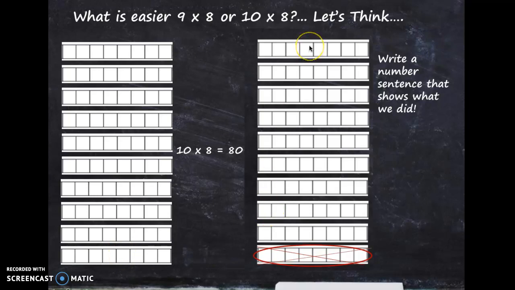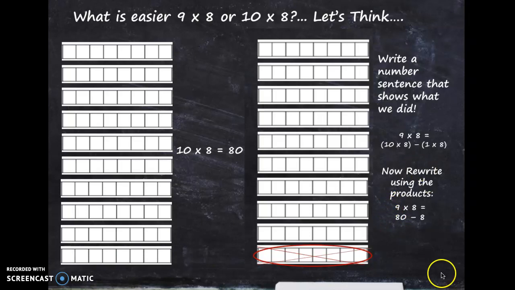Now let's look, how many 8s are in 9 times 8? Well, now I have to write a number sentence that matches what we did. I crossed off an 8 at the bottom of our tape diagrams. I took away 1 eight and I subtracted 1 unit. So here I have 10 groups of 8 minus 1 group of 8. Now I can rewrite that sentence showing my products. I'm going to write 9 times 8 as 80 take away 8, going back to our original, which was 10 times 8. Take away 1 group of 8 gave us the 8.